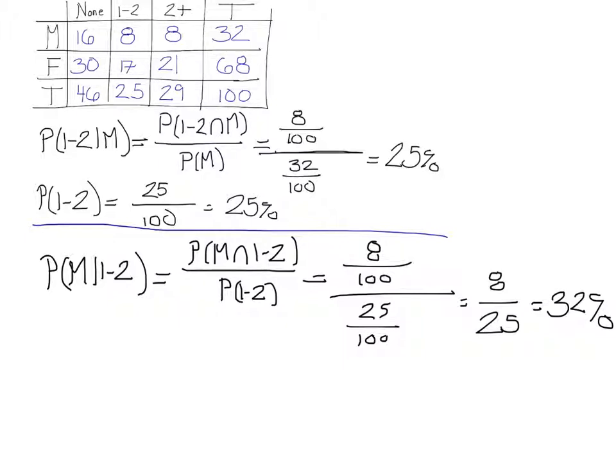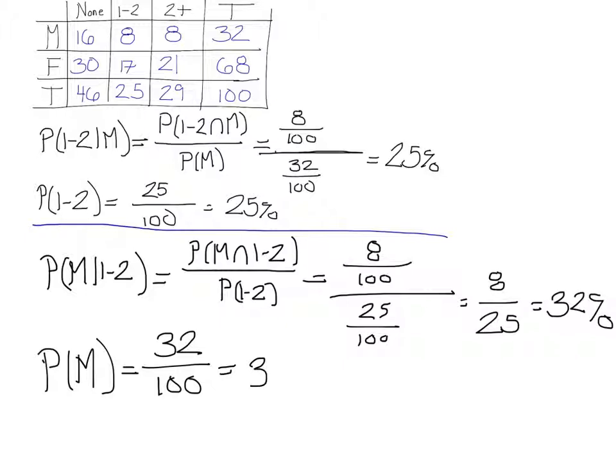Okay, let's see if that's equal just to the probability that you're male. So the probability that you're male is 32 over 100. And that's equal to 32%. So we found, going in the other direction, that the probability that you're male, given you have 1 to 2 years of experience, is equal to the probability that you're male.